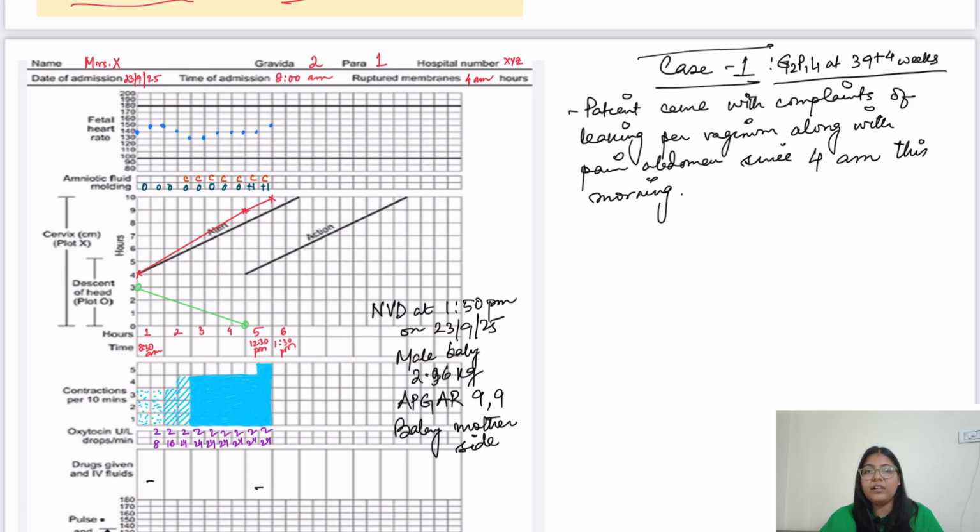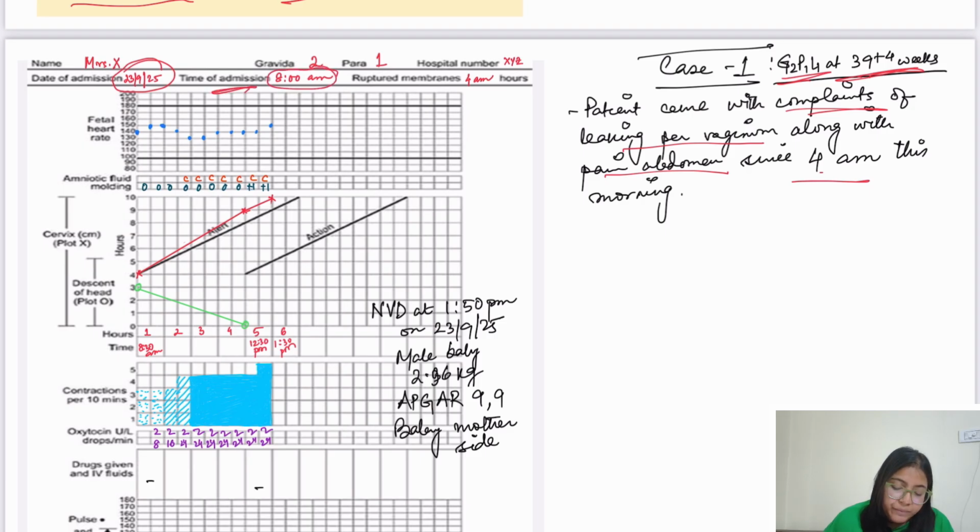Otherwise you can say, okay, fetal heart rate was in the range between these values, and there was a rupture of membrane at this time, and then the amniotic fluid was clear and labor progressed normally, and all that. Okay, so in this example I have given you, the patient is G2P1L1 at 39 weeks and 4 days period of gestation. She came with complaint of leaking per vaginum along with pain abdomen since 4 a.m. this morning. So on 23rd of September, the patient had pain abdomen since 4 a.m. and came to hospital and was admitted at 8 a.m.